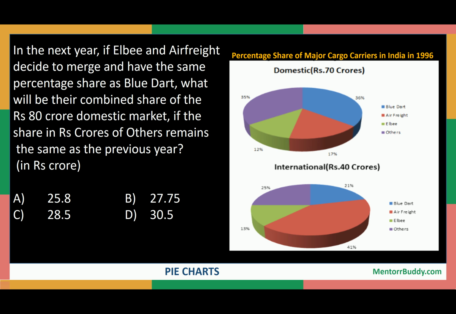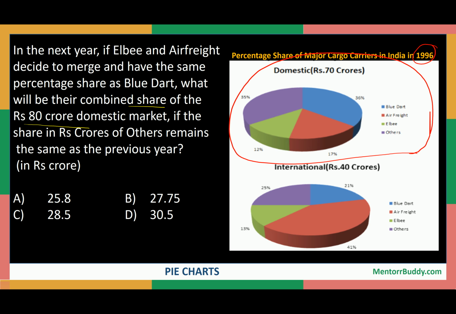The question says this chart has been given for 1996, right? And in the question it is written, in the next year, if LB and Air Freight decide to merge and have the same percentage share as Blue Dart, what will be the combined share of rupees 80 crore domestic market if the share in rupees crore of others remains the same as previous years? So what does this question say? This question is basically based on this domestic pie chart.